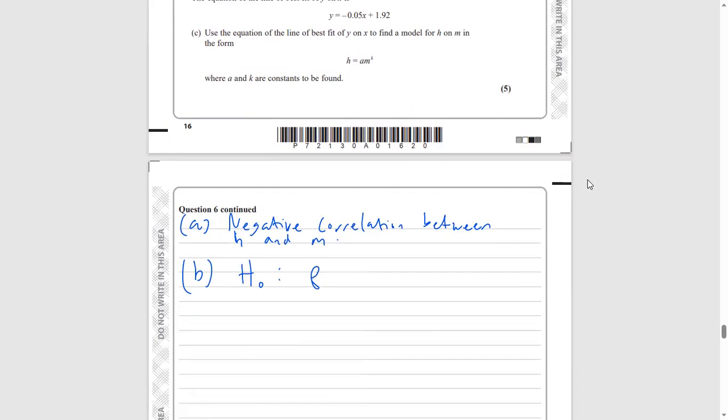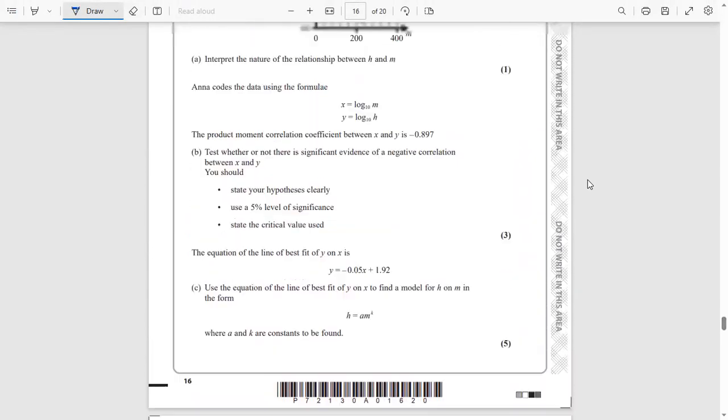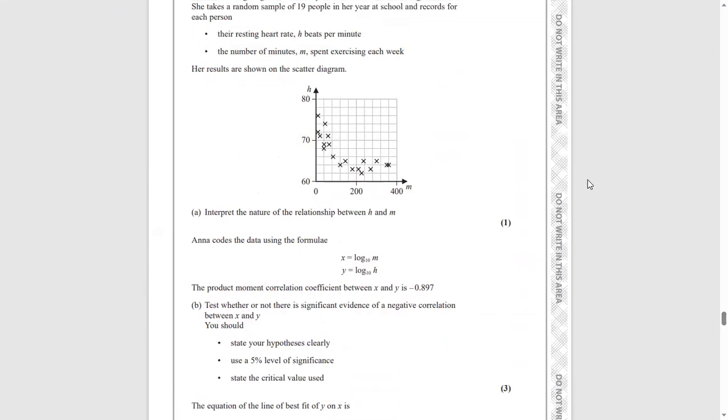So it's always rho. With this product moment correlation coefficient, remember we use the Greek letter rho, which is basically Greek for r. So rho, this product moment correlation coefficient, is 0. That's always our null hypothesis with these correlation tests. When we do these calculations, we always assume that the correlation coefficient is 0. So we always assume that there's no correlation.